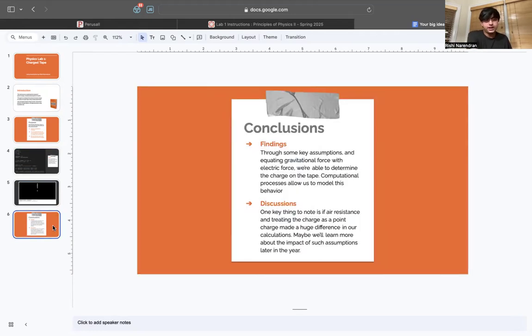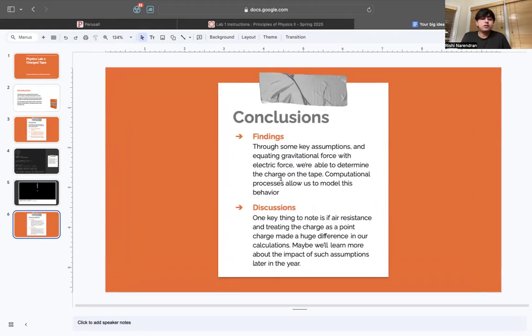This lab ultimately led to some conclusions and also some food for thought in terms of the discussions. Some key findings that we were able to make are that when we set the gravitational force equal to the electric force, we're able to derive some important information. And computational processes allow us to model this behavior in a big way.